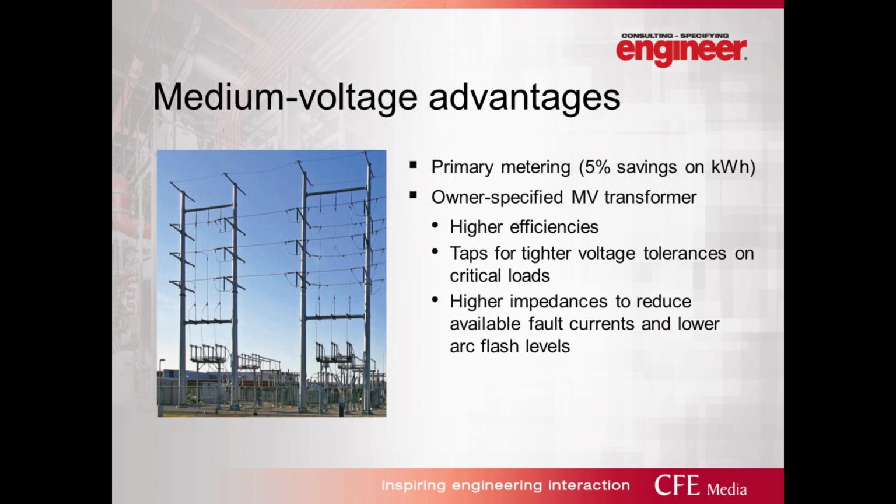Some other advantages of medium voltage: you get a discount on the metering, usually about 5% per kilowatt hour. Because you're specifying the transformer, you can also specify higher efficiency transformers. You can have more taps to give voltage tolerances to the critical load, to try to get it closer to the 480. And another thing, from a fault current or short circuit standpoint, you can specify a transformer with higher impedance. Instead of 4 or 5%, you can get a transformer with an 8% impedance, which really cuts down on the short circuit current, which will cut down on your arc flash levels.